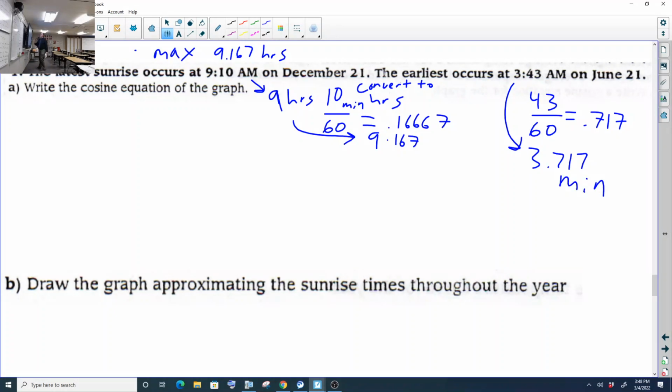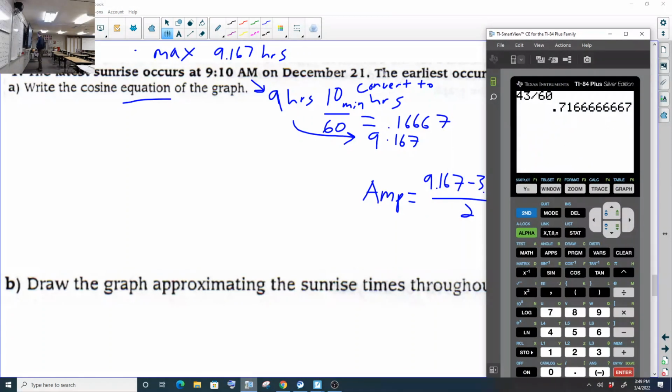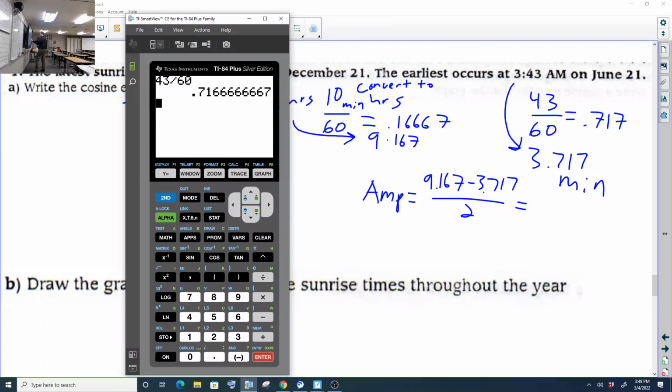So for us to write the equation of the graph, we need to use the amplitude and midline formula. The amplitude formula, again, is the max minus the min divided by 2. So 9.167 minus 3.717 divided by 2, and that will be our amplitude. So 9.167 minus 3.717 gives us 5.45, which I'm just double checking because I want to make sure I do this right.